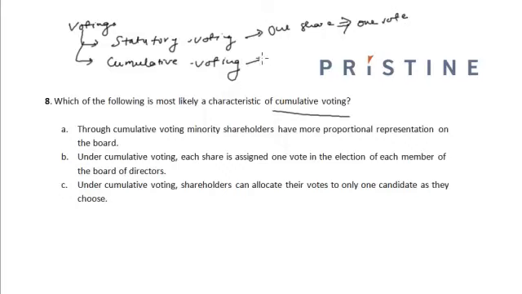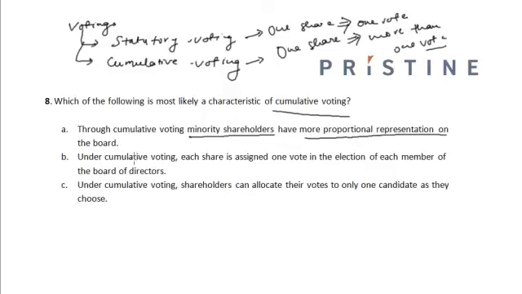However, in the cumulative voting, shareholders can allocate their votes to one or more candidates as they choose. So in this case, one share can imply more than one vote. And hence, through cumulative voting, minority shareholders have a more proportional representation on the board.